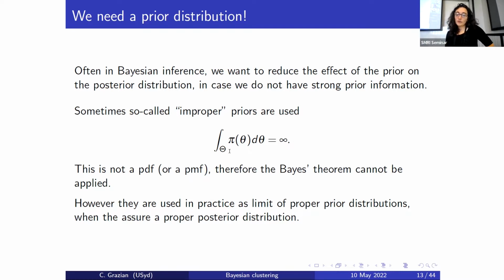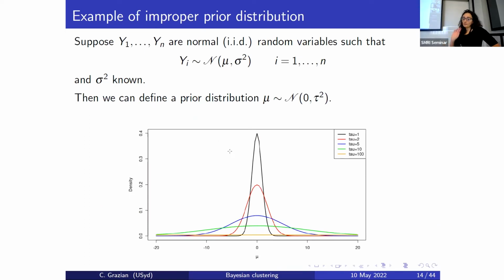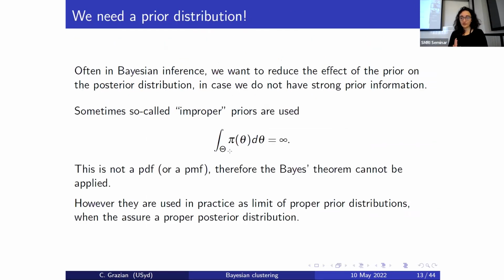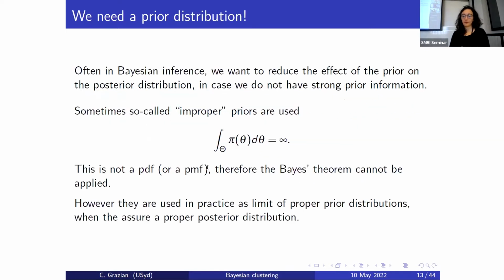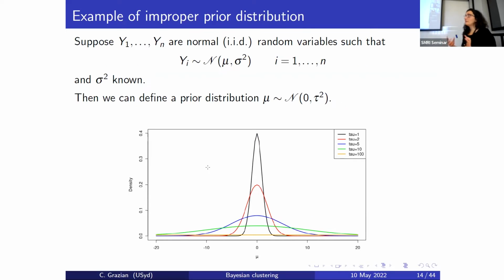However, they're usually used because by combining these prior distributions with a likelihood, or a density of the observations, this F here, you may obtain a posterior distribution which is proper. So it's actually a density or a PMF. And one of the reasons to use them is that they can be seen, often, as limits of proper distributions.